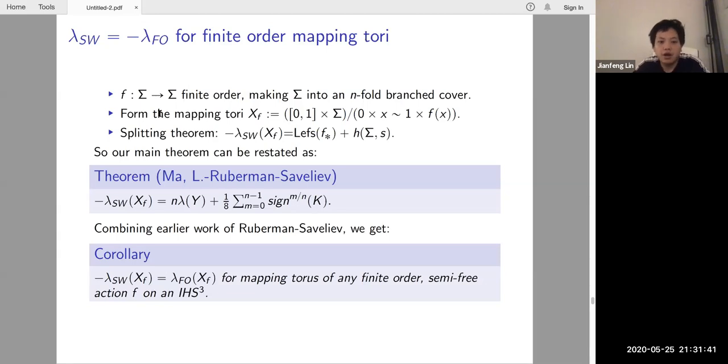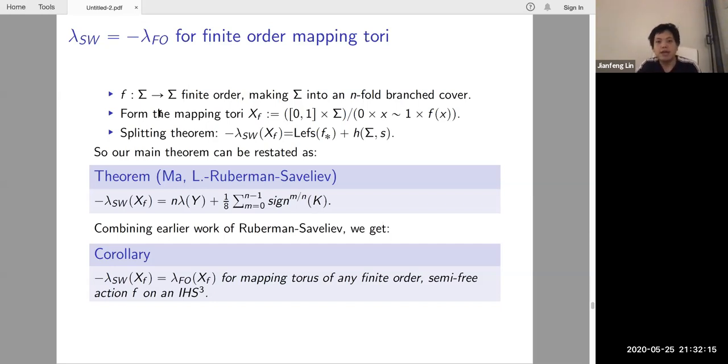Okay. And if we combine this computation with earlier work of Danny and Nikolai, which computes the Frøyshov part of this mapping torus, then one can actually confirm this lambda SW, lambda FO conjecture for mapping tori of any finite order semi-free action on integer homology three spheres. And actually, that's the original motivation that led us to the main result.